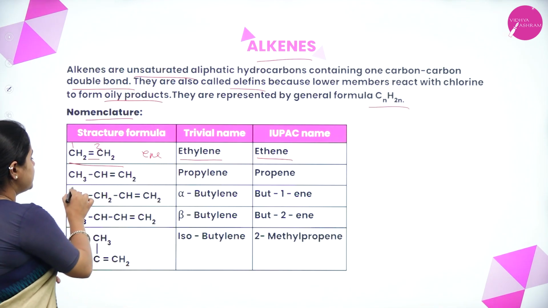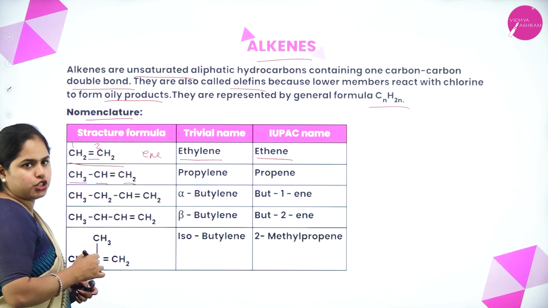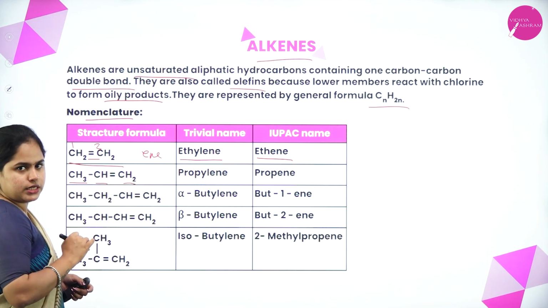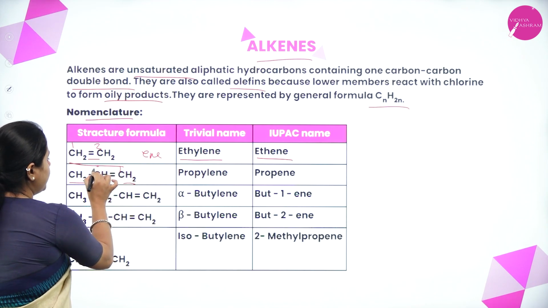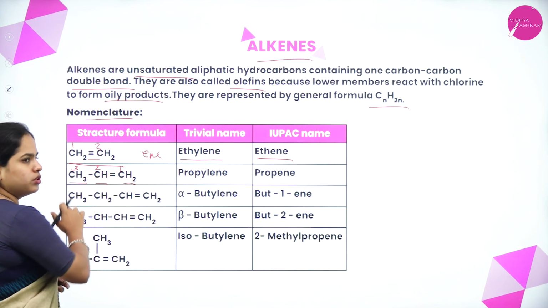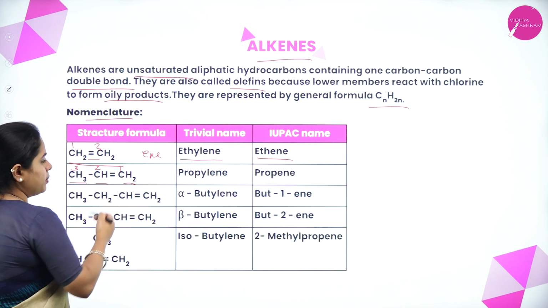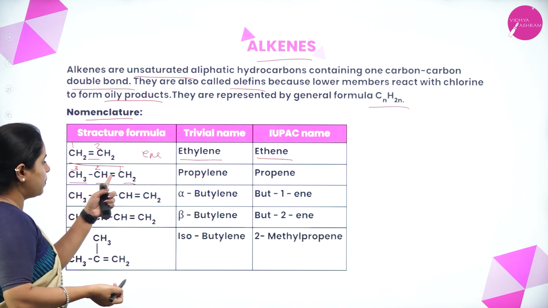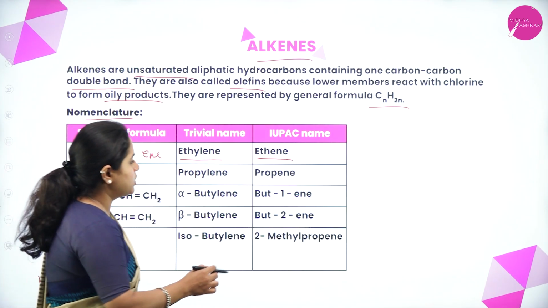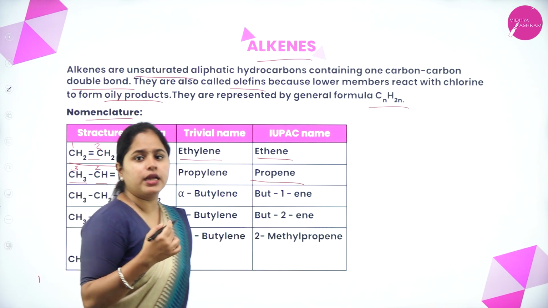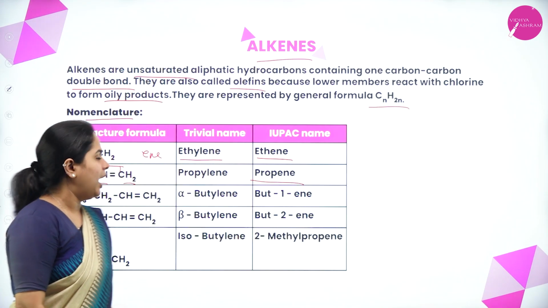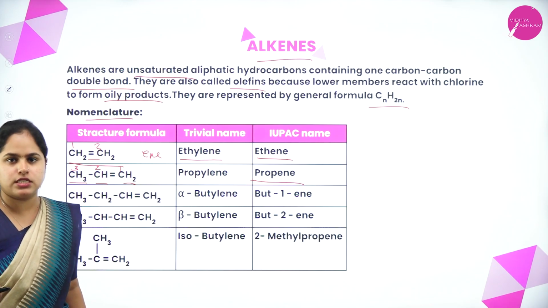The next one is CH3-CH=CH2. The double bond is present here, so the numbering should be done from this side: 1, 2, 3. How many carbon atoms are there? 3. And the double bond is present on the first carbon atom. So it is propene, or else you can write prop-1-ene. As it is on the first carbon atom, it's not necessary to write that.